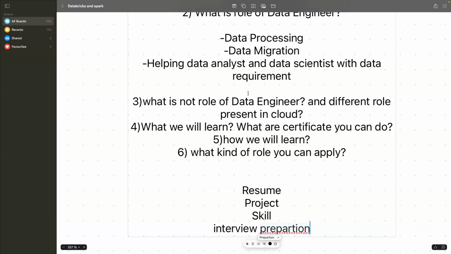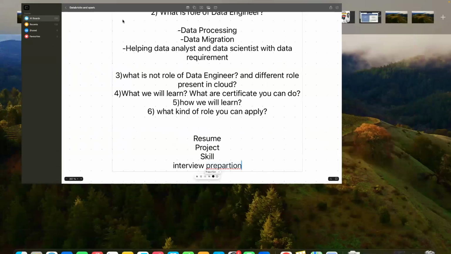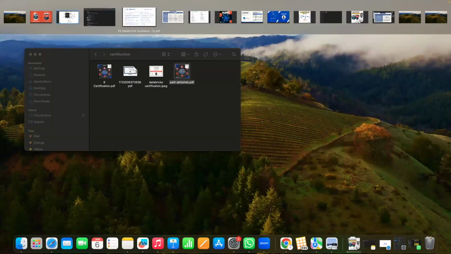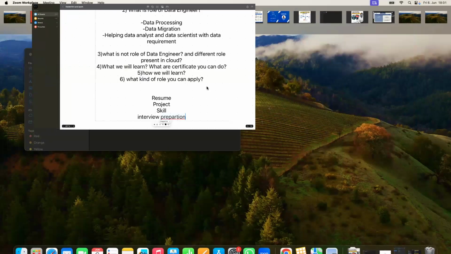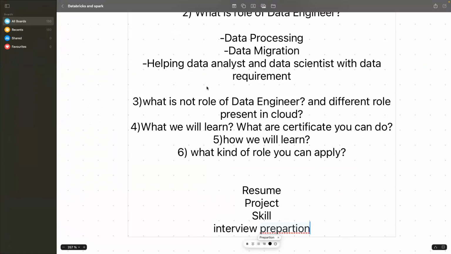Which course is best for a fresher? If you know coding, you can go for the Databricks and Spark course. If you don't know coding, you can go for the Azure Data Engineering course. Can we do certification while learning this course? Yes, once you finish, after that you can do it, not in parallel.